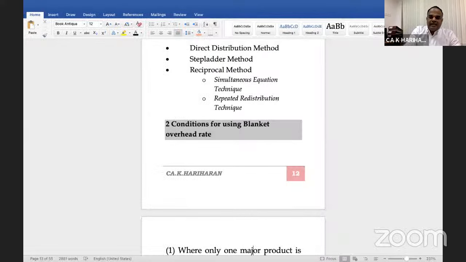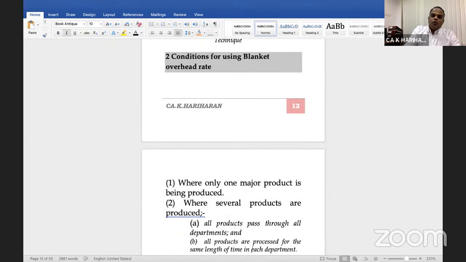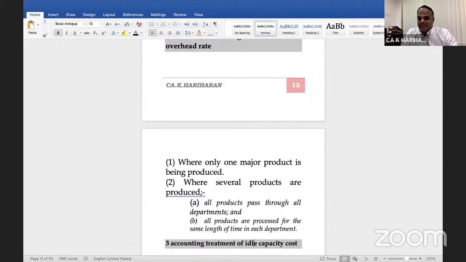Condition for using blanket overhead rate. There are 2 different types of rates: one is departmental rate, another one is blanket overhead rate. What is called departmental rate? Each and every department has a separate recovery rate that we apply; that is called departmental rate. Blanket overhead: for the company as a whole, department one, department two, all the departments, one predetermined rate if I fix, then it is called a blanket overhead rate.